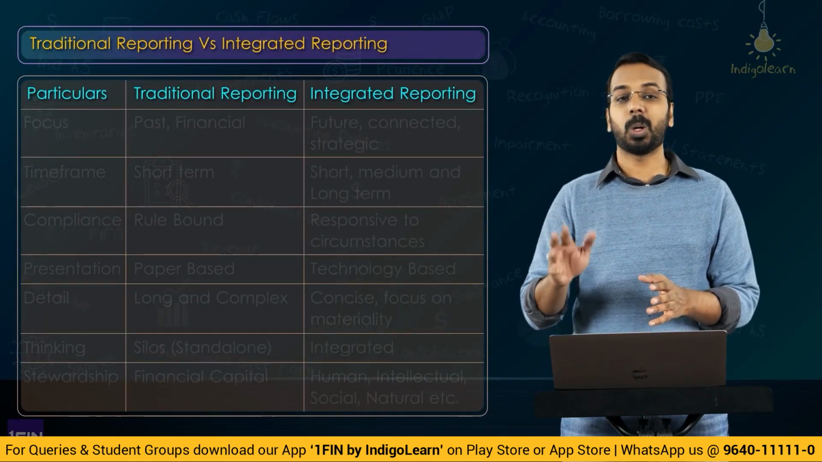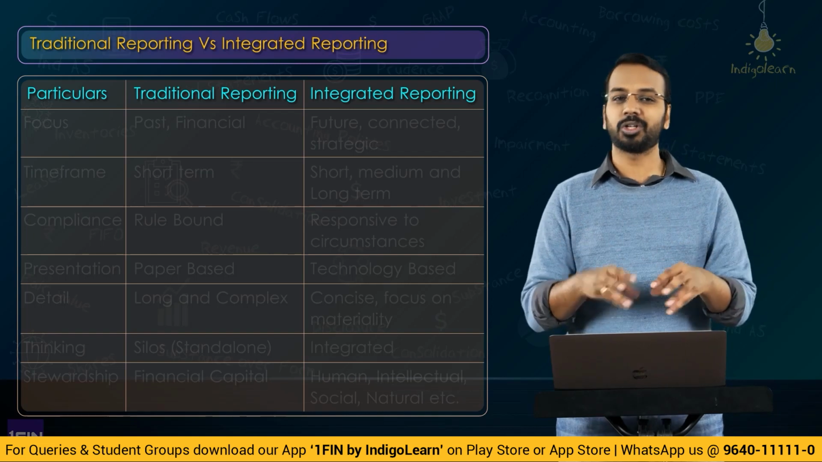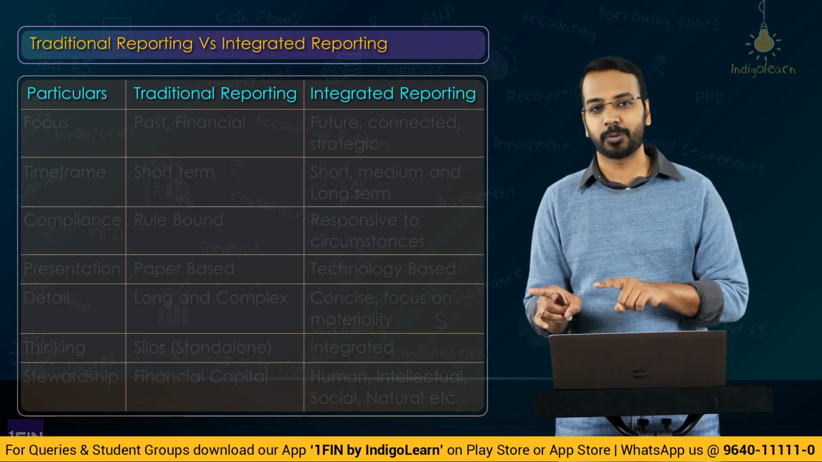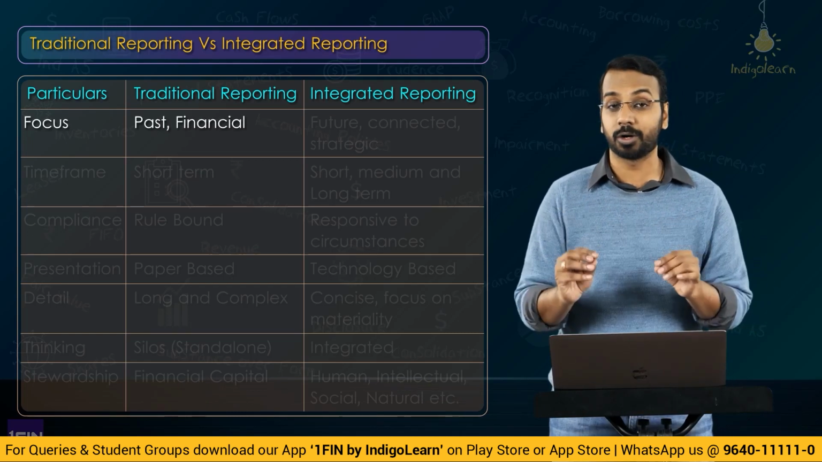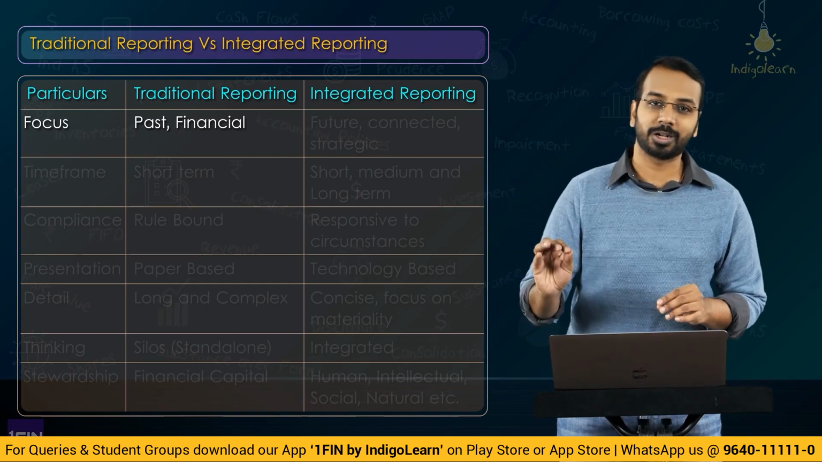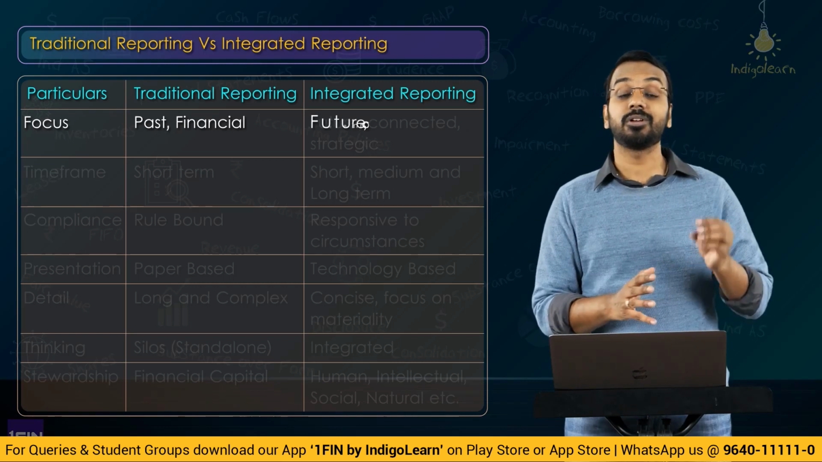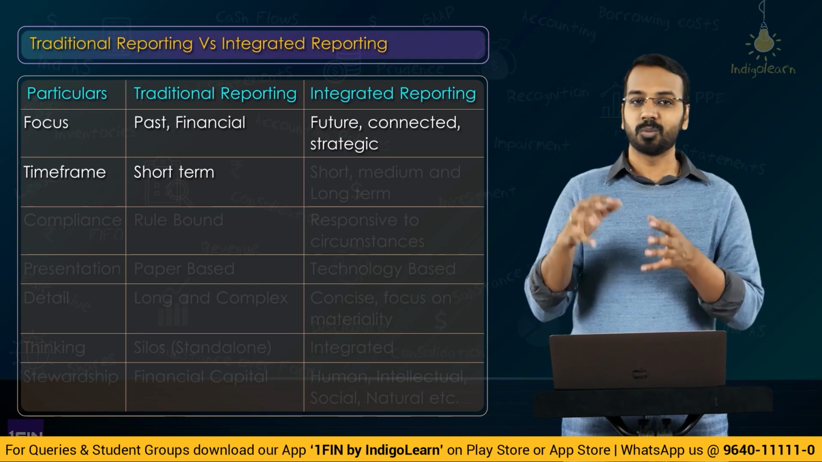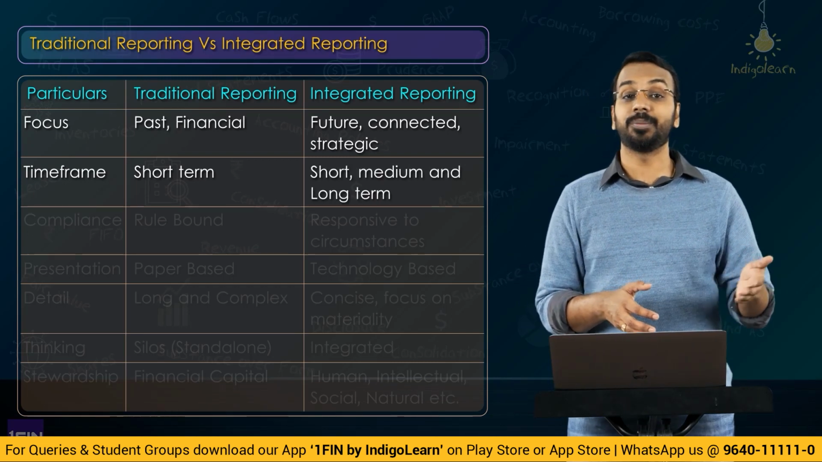Let's now quickly have a look at the differences between the traditional or current way of reporting and integrated reporting, right? Now, if you talk about current reporting, a lot of that has already transitioned into integrated reporting. But if you look at the traditional way of reporting and the integrated reporting, what are the differences? The first one, if you look at the focus, traditional reporting is more focused on past data, whereas integrated reporting is more focused on futuristic data. If you look at the time frame, the traditional reporting is more focused on short term, whereas integrated reporting is focused on short, medium and long term.